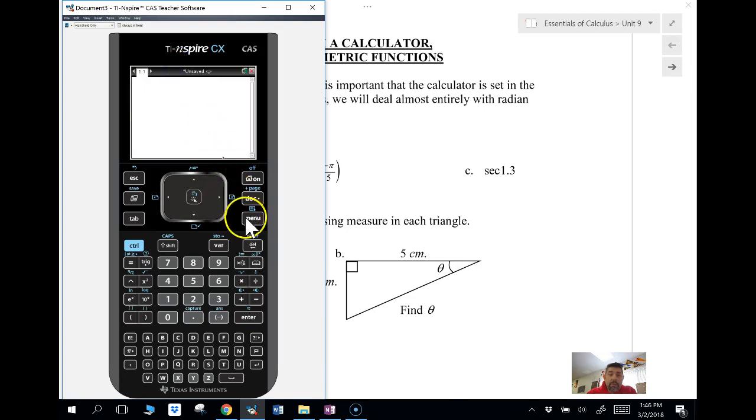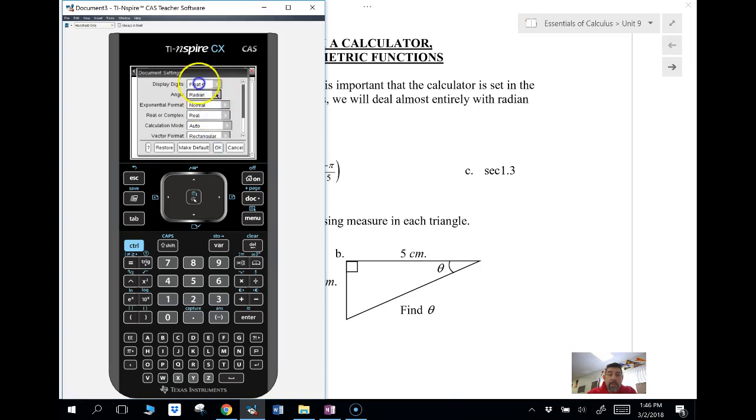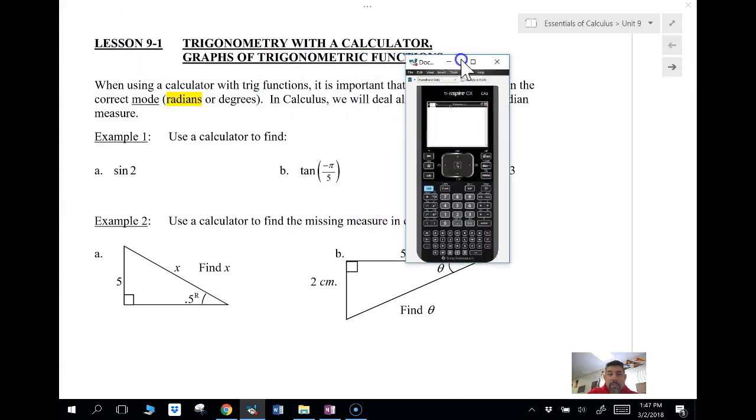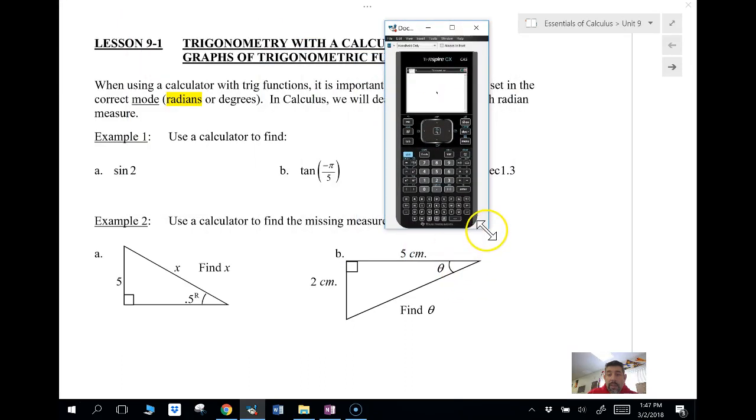If you're going to do this in a document, I'll make a new document here. Calculator, doc, settings and status, document settings, and again, make sure we're in radian. If you see degree here, you need to make sure you're in radian. Then you just hit OK or make default. I like making it default because that way I know it's going to be in radian mode. And then we're ready to go. So let's take a look.